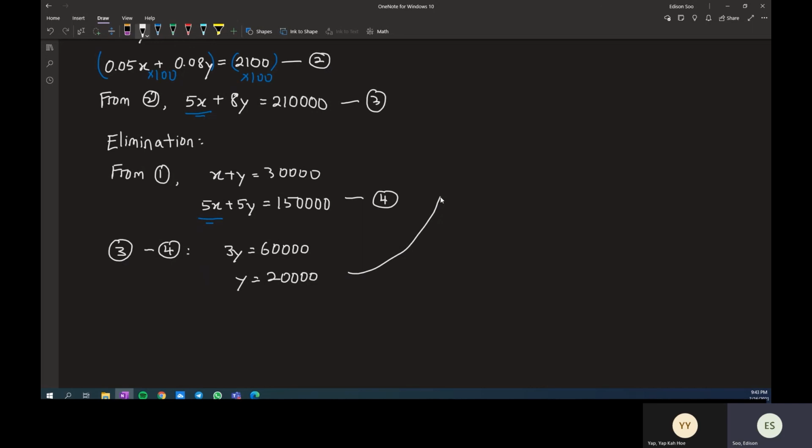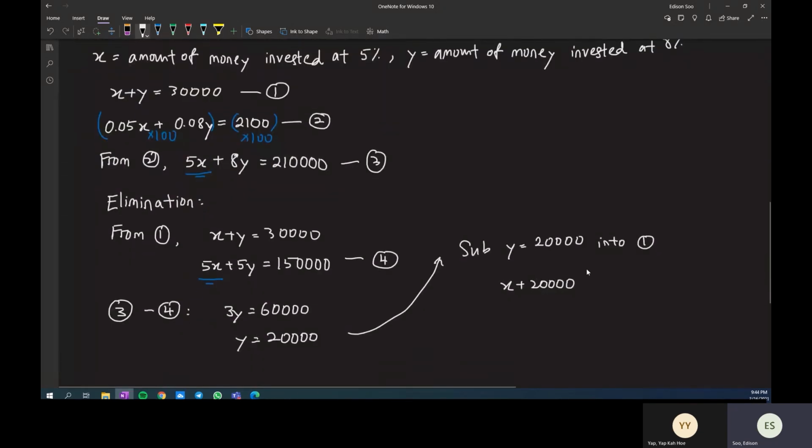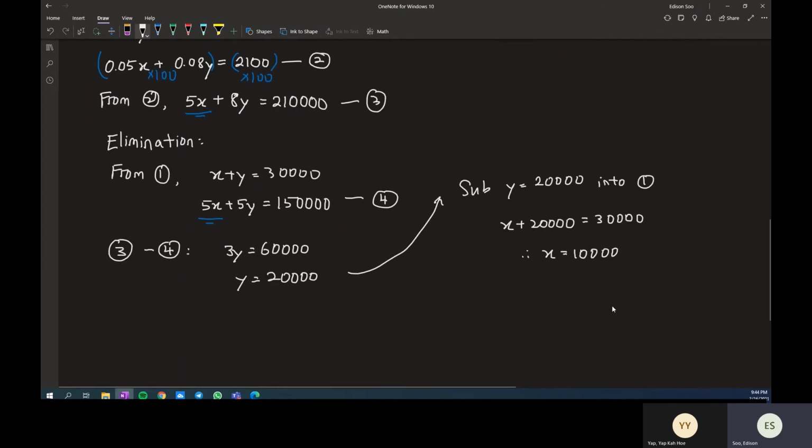Then I can sub this back into the original equation, equation 1. So you get x plus 20,000 equals 30,000. So therefore, x would be 10,000. And you will get the final answer. Therefore, x will be $10,000, y will be $20,000.